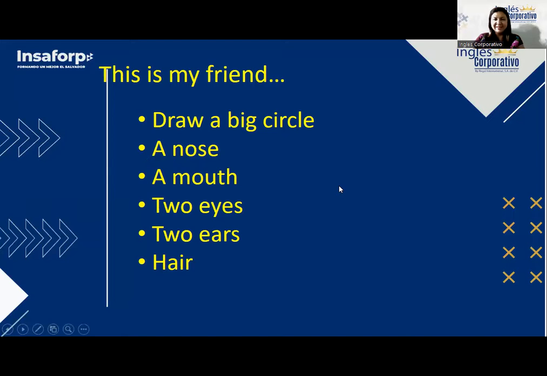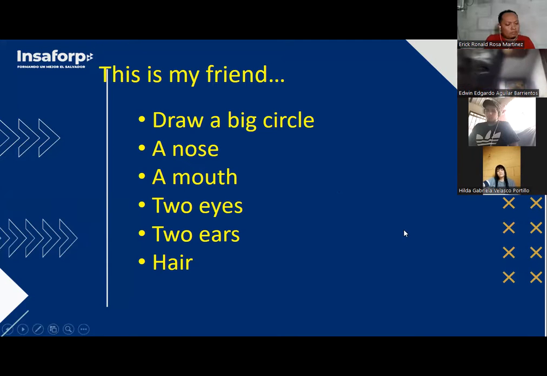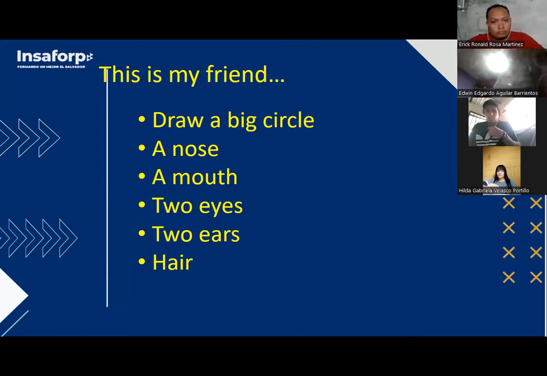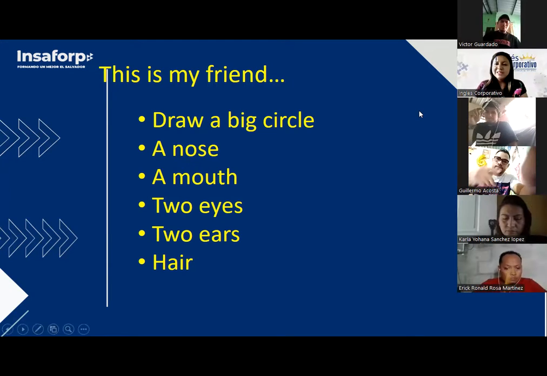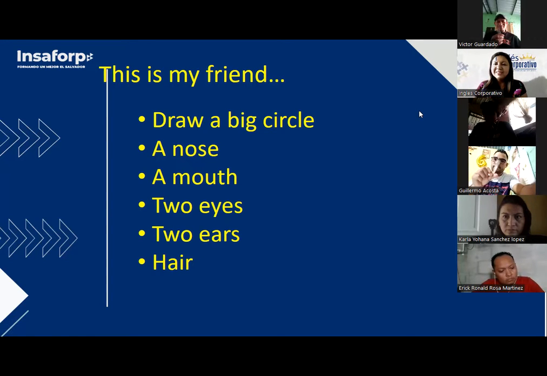Let's practice. Ahora vamos a hacer una actividad para practicar los possessive adjectives. For this activity, you need a notebook. Necesitamos un cuaderno con una hoja en blanco, and a pencil or pen. Un lápiz. Okay, are you ready? Yes. Quiero ver esos lápices. Esas páginas. Okay, nice, very nice.